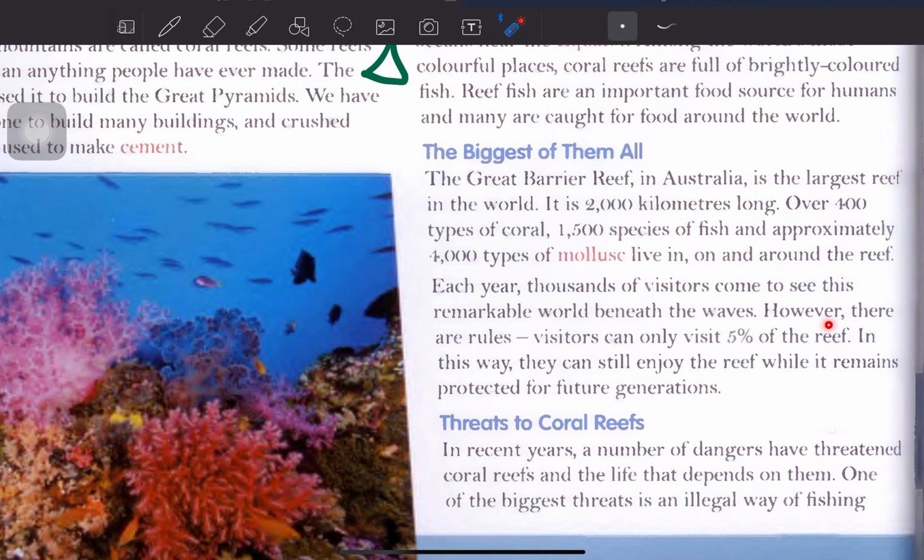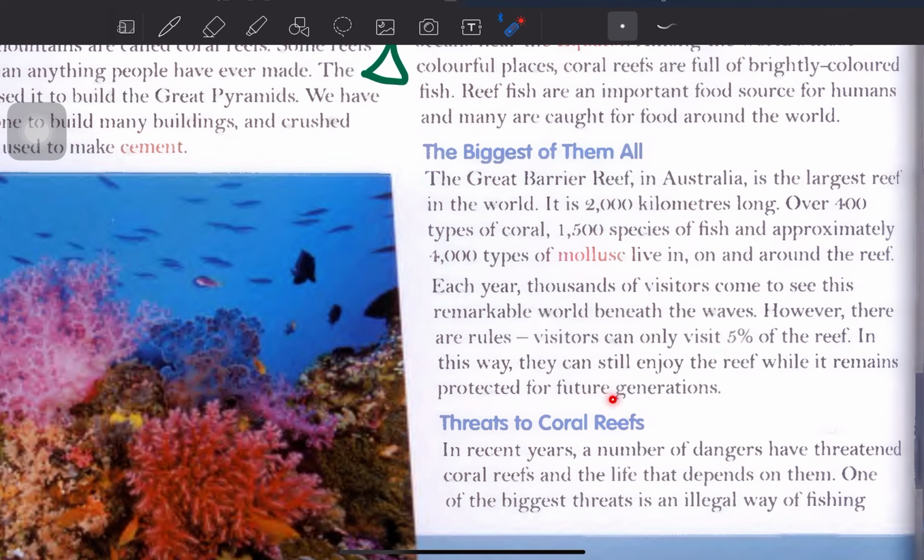However, walau bagaimanapun, there are rules, ada peraturannya. Visitors can only visit 5% of the reef. Pelancong hanya boleh melawat 5% sahaja daripada terumbu karang tersebut. In this way, they can still enjoy the reef while it remains protected for future generations. Why? Because they want to, kerana dia ingin menyelamatkan terumbu karang tersebut untuk generasi akan datang.